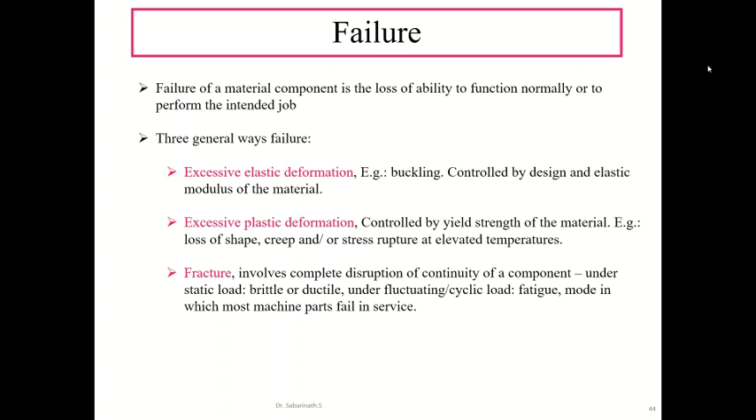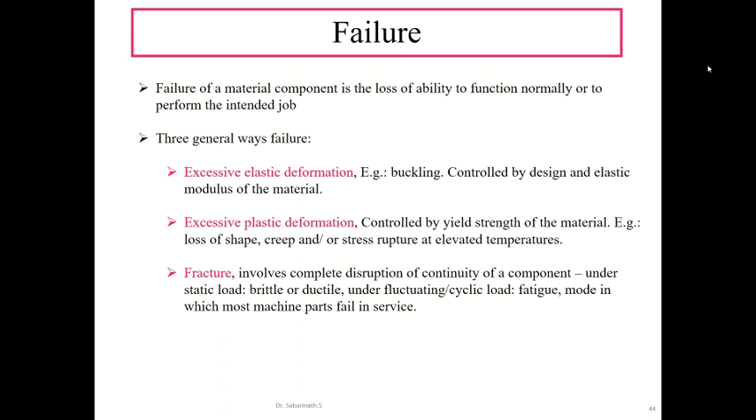The second way of failure is due to excessive plastic deformation, controlled by the yield strength of the material. Creep, stress rupture or loss of shape, these failures are a result of excessive plastic deformation, and they take place at relatively very high, elevated temperatures.